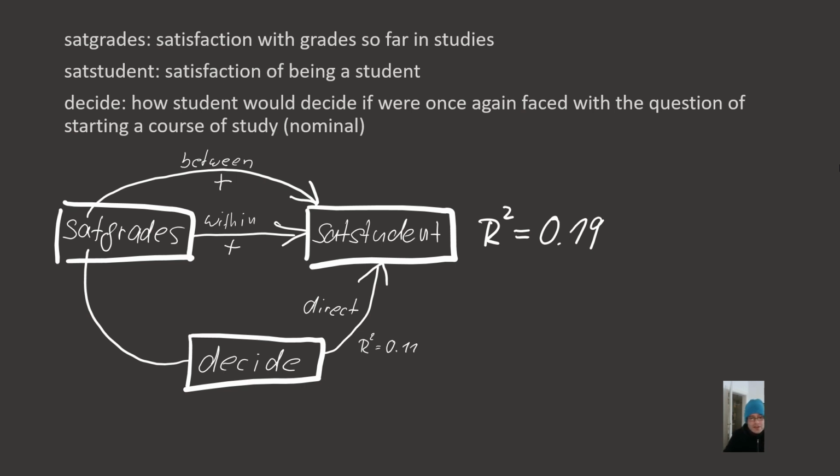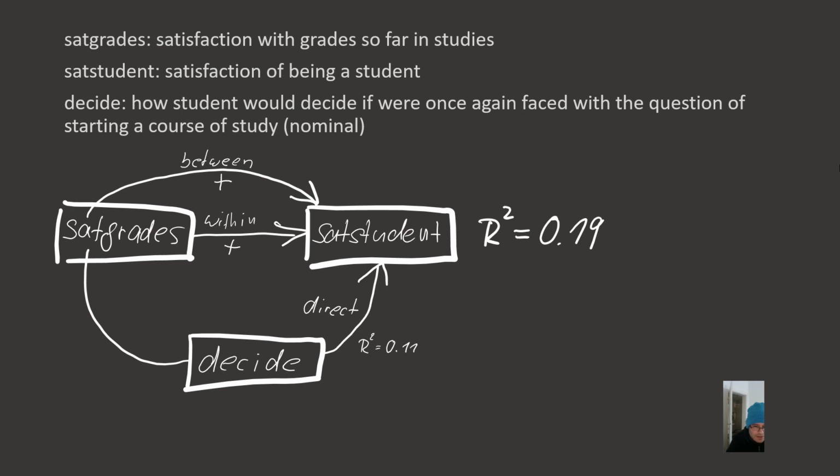Finally, there is one more question left that we should try to answer, and this question is whether the effect of SAT grades on SAT student is conditional on Decide. In other words, is the effect of SAT grades differing between the Decide contexts? It makes total sense to ask that question because the detected positive within effect of SAT grades is forced to be the same under all conditions in the present model up to now.